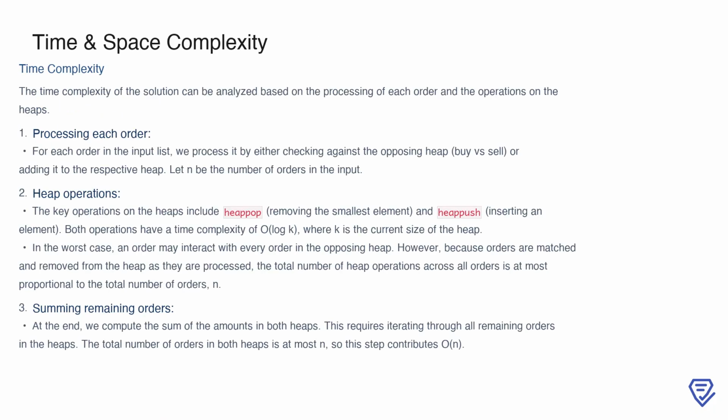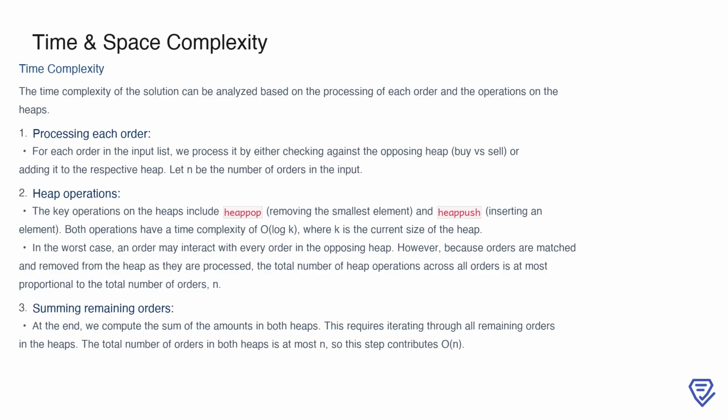To analyze the time complexity of our solution, we need to break it down into its key components: processing each order, performing heap operations, and summing the remaining orders at the end. First, each order in the input list is processed by either attempting to match it with orders in the opposing heap or, if matching is not possible, adding it to the appropriate heap. If we let n represent the total number of orders, this means we'll process n orders in total.